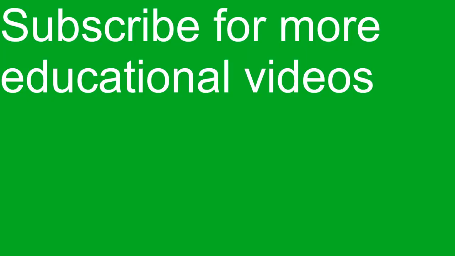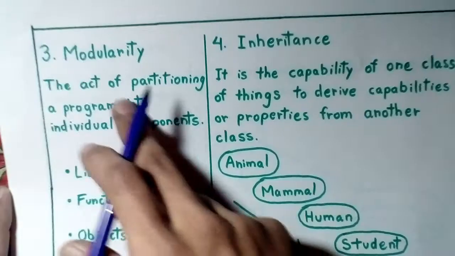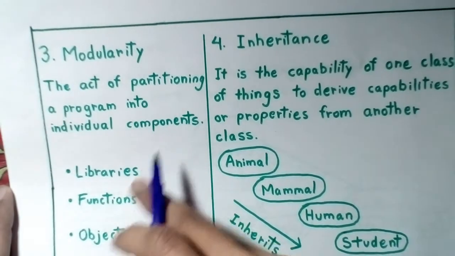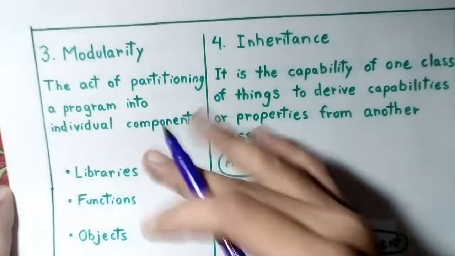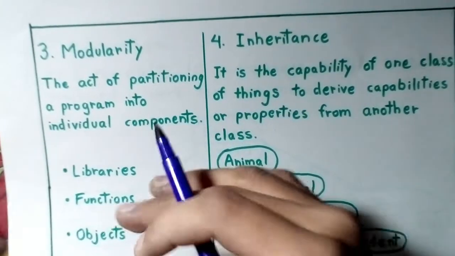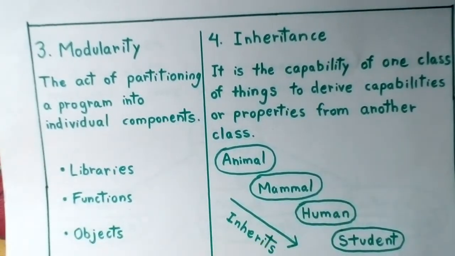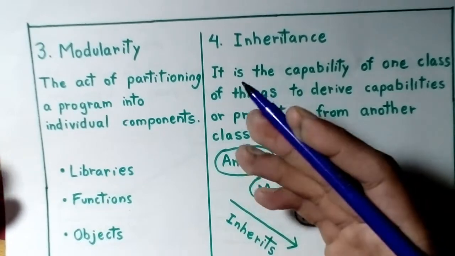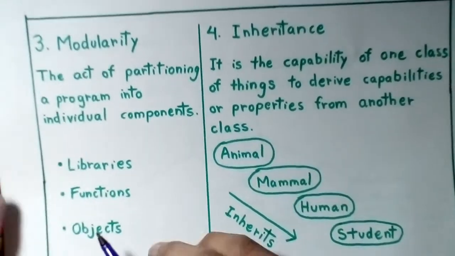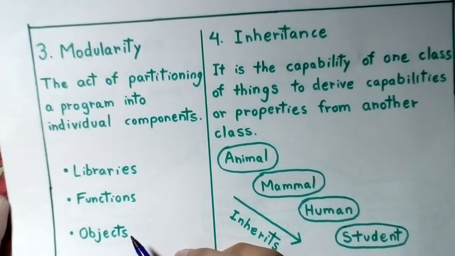Modularity is the act of partitioning a program into its individual components. When we use functions, libraries, or objects, then we divide the program. The main program, we divide it into smaller parts. And when we divide the program into smaller parts, it becomes easier to manage and develop. It scales up the development purpose.